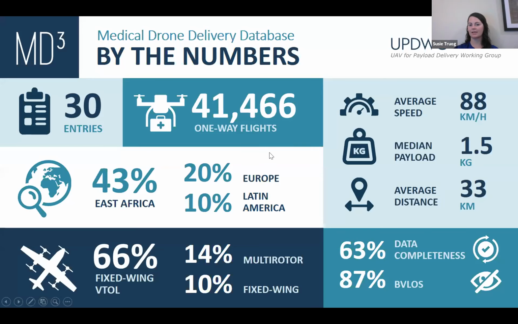And you can see here on this slide the summary of all that is contained in the MD3. At present, we have 30 entries included, representing 41,466 one-way flights in total. The geographic representation, the majority represent implementations in East Africa, but also a strong number from Europe and from Latin America. The most commonly used technology type is fixed wing vertical takeoff and landing, but there are also multi-rotor and fixed wing implementations included. The average speed of the technology is 88 kilometers per hour. Medium payload is 1.5 kilograms, and the typical distance traveled across all 30 of those entries is 33 kilometers.